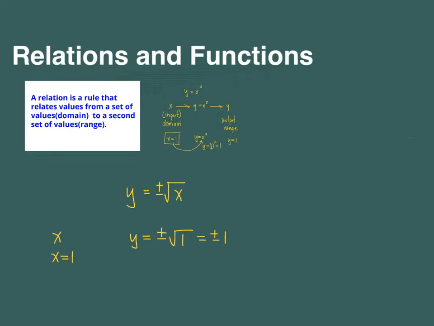As we can see in this example, the output could be y is equal to 1 or y is equal to negative 1. If we directly compare that to the first example that we had, take note that if we input a single value of x to the rule, we are expecting just a single value in the y. Okay, later on, we will be differentiating these two types of relations.